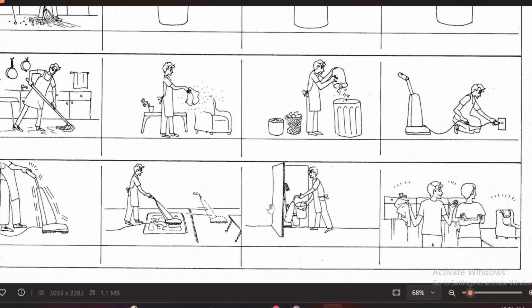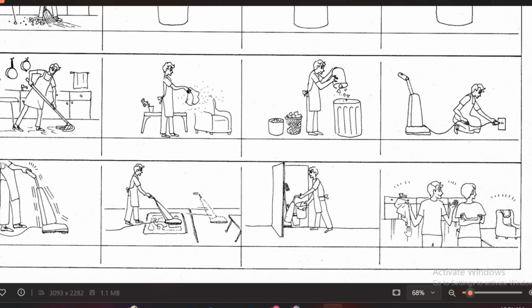جمع کردن literally it means to collect, but yeah, he collects the bucket and the vacuum cleaner, and he puts them in the next room.